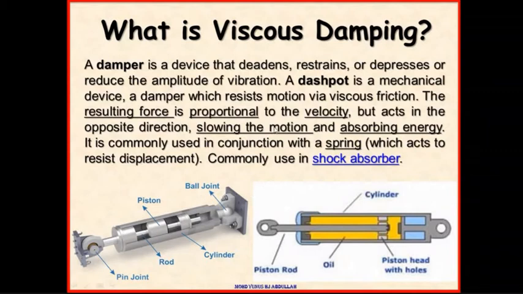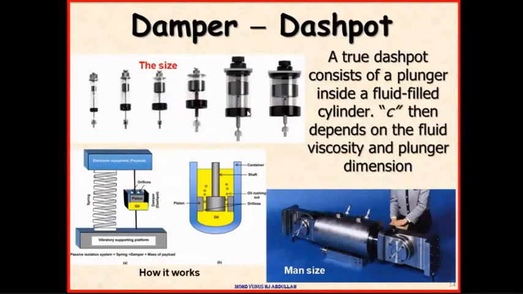Okay, one big thing here is slowing the motion and also absorbing energy. This is a big message here. Slowing the motion, but as you slow the motion, we do not know how much the motion will be slowed. But what you do know is that the energy is being absorbed. Of course, when energy is absorbed, you find that the amplitude becomes smaller and smaller. As I mentioned earlier, the size of the dashpot comes in a range from very small to human size, or man size.